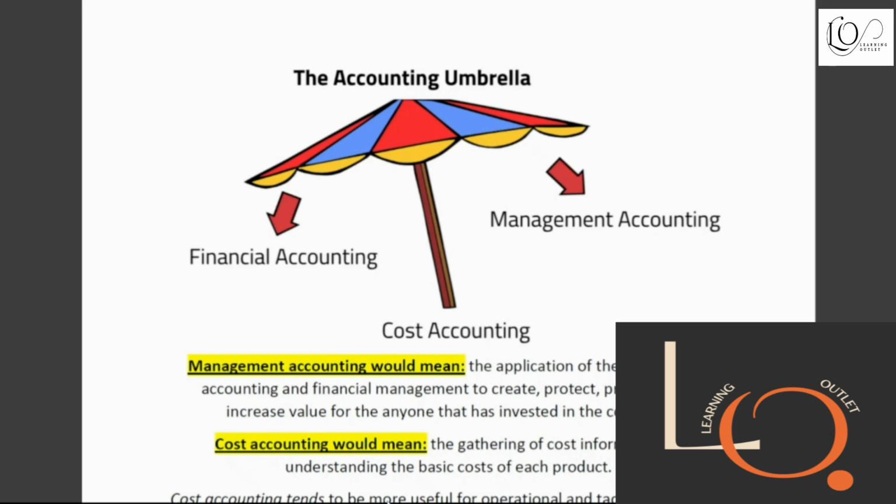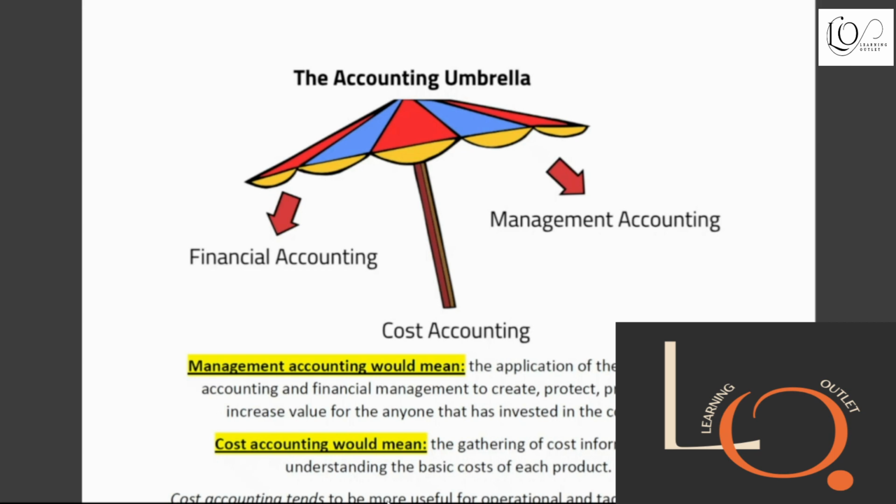Now, management accounting is the application of the principles, because management accounting has a lot of concepts that we'll go through. So applying those concepts to create, protect, preserve, and to increase the value of a particular company that anyone is interested in. So a management accountant's job is to make sure that that company is run well in the interests of people who have invested into that company.